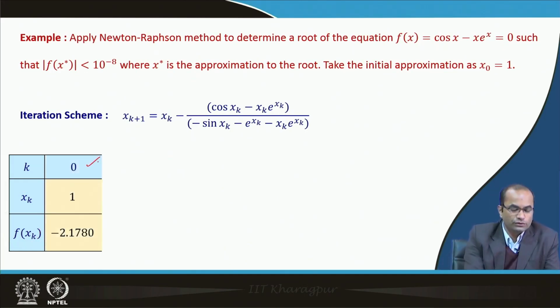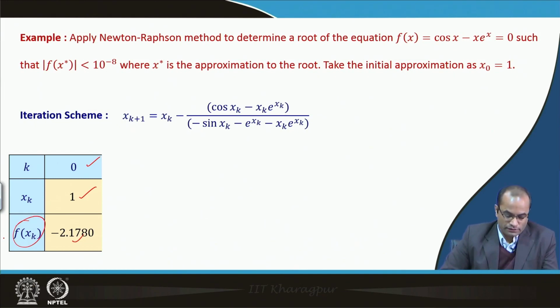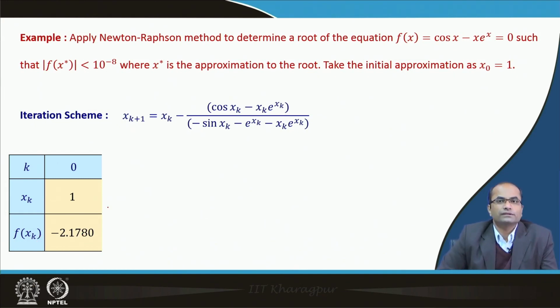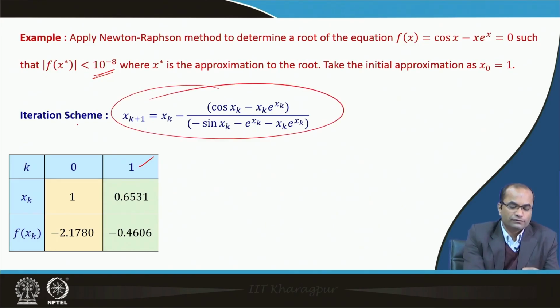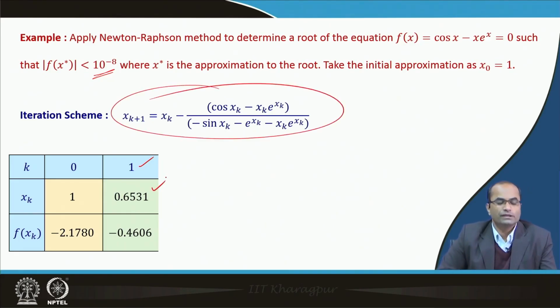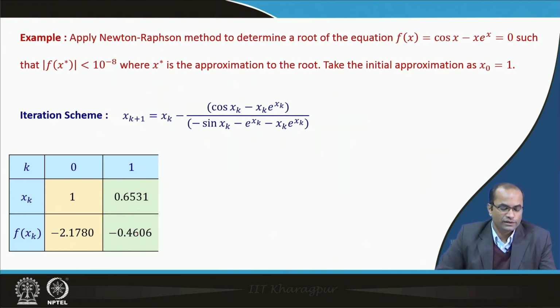When k is equal to 0, that means the initial guess, which is 1, the value of f(x) at this 1, f(x_k) is evaluated, and this comes to minus 2.1780. Naturally, it is the initial guess, and it is nowhere close to the set value of the accuracy. So we go further. This is the first iteration; x_1 is evaluated from this scheme, we get 0.6531, and here f(x_k) is 0.46. So, still far from the desired accuracy.